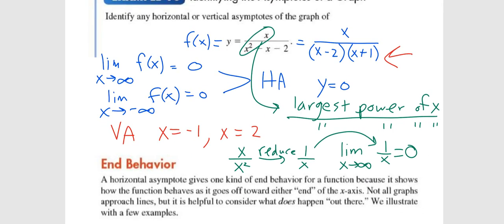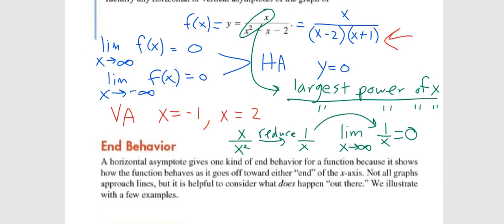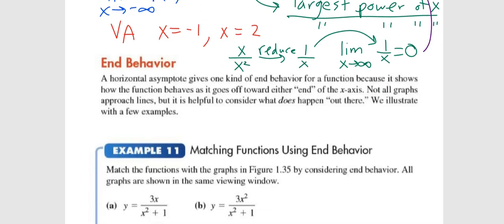How is that useful information? You just found your horizontal asymptote. Now this little trick of taking the largest power of x on the top and the largest power of x on the bottom works great with rational functions. And it's something we will see.